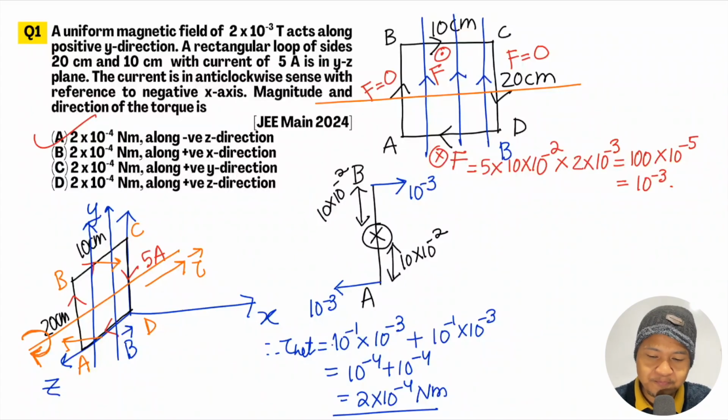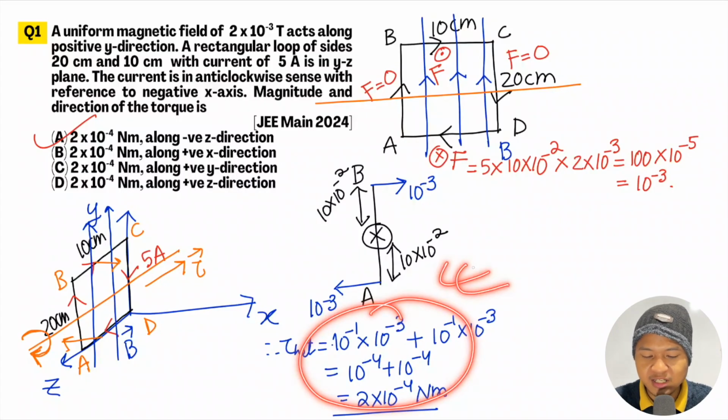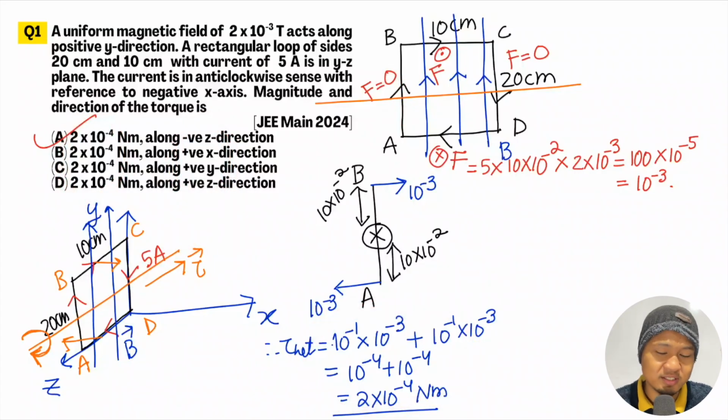In the exam, for this question you don't need to calculate the numerical part, just find the direction. So if you see that the torque will be along this side, you can pick the option.